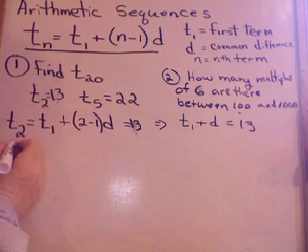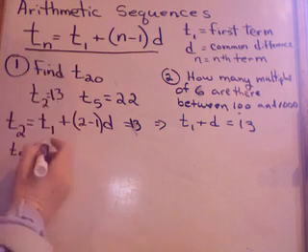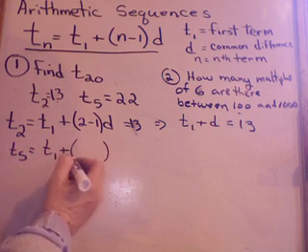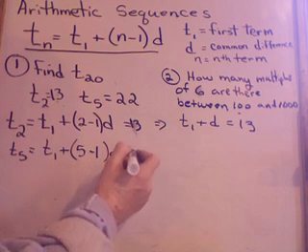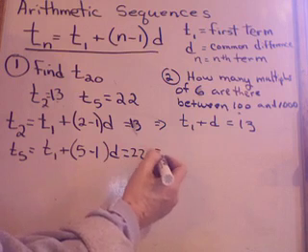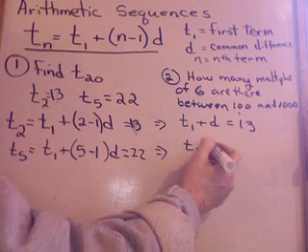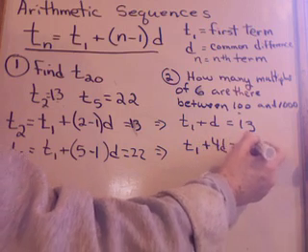All right, let's do the next one. T sub 5 equals, again, following the general formula, t1 plus, you know what I put in here? 5 minus 1 d, that equals 22. Simplify this a little bit. I get t1 plus 4d equals 22.